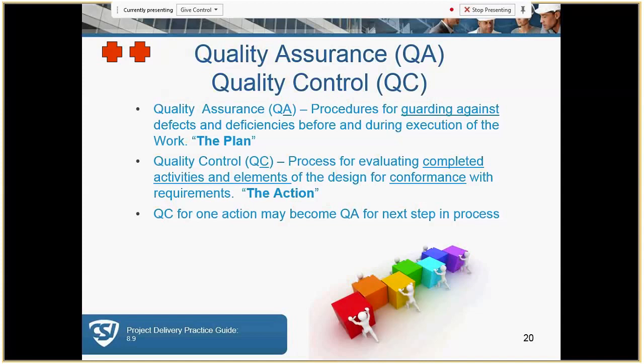Quality control is the process for evaluating completed activities and elements of the design for conformance. The quality assurance, that's your plan of action, and quality control is the action. So QC, for one action, may end up being the QA for the next step in the process.